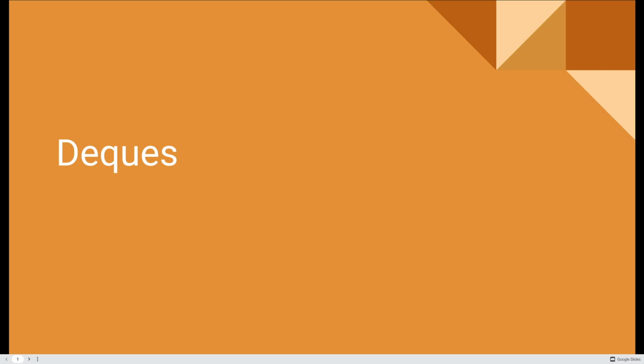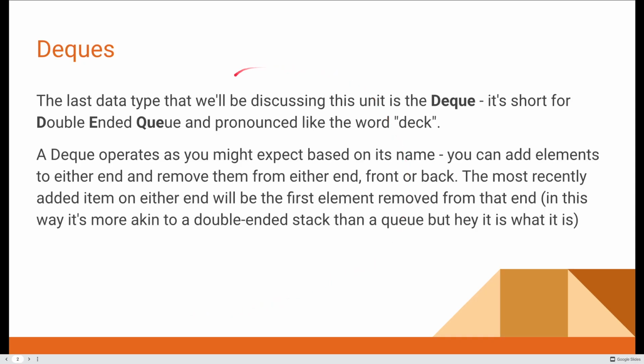Today we are going to cover the last data type of this unit called the deque. When we return in person, we will cover how we can implement all three of these data types, stacks, queues, and deques, using an array instead of with a linked list. So, like I said, our last data type discussed here is the deque, which is short for a double-ended queue. It is pronounced like deck, despite the fact that it looks kind of like the word deque.